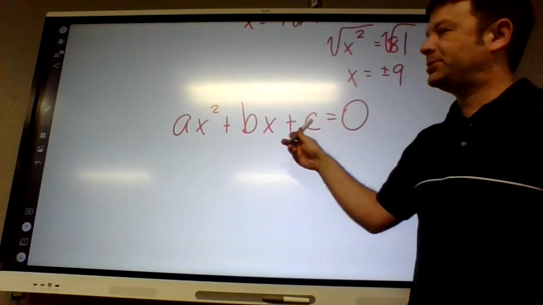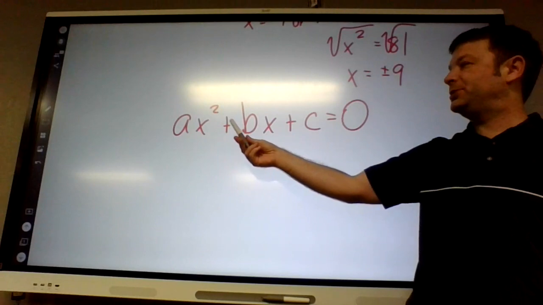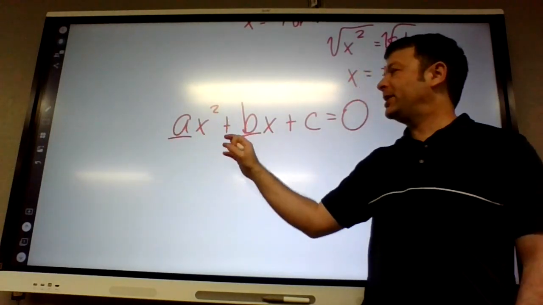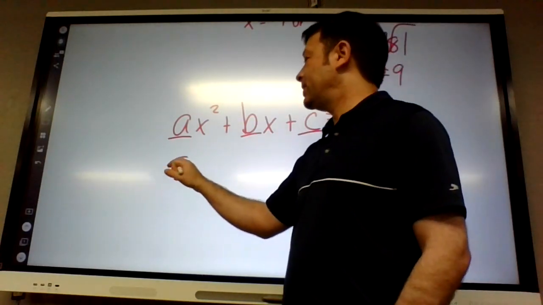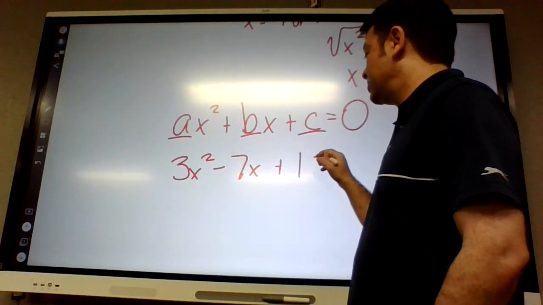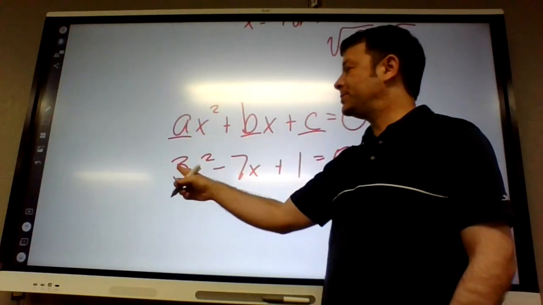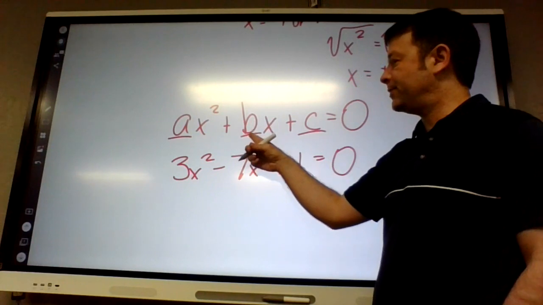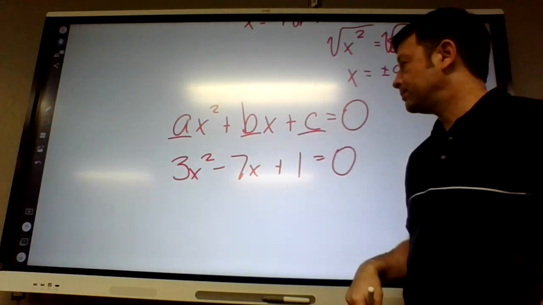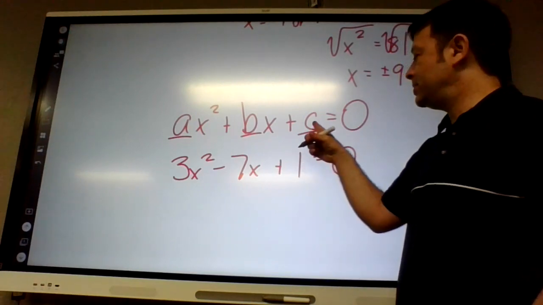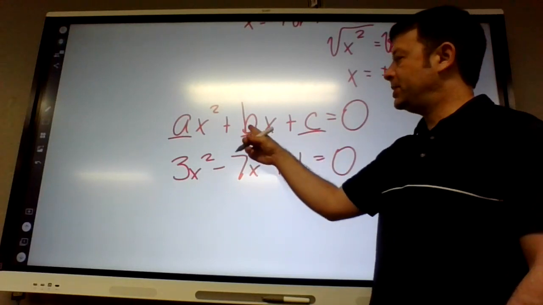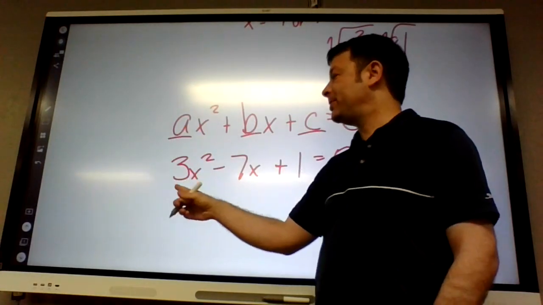Okay, so if I write a quadratic equation in the general form here, ax squared plus bx plus c, a, b, and c would be the coefficients. So like if it was 3x squared minus 7x plus 1, the coefficient for the first term is 3, the coefficient for the second term is -7, and c is replaced by the constant 1. B is replaced by -7, A is replaced by 3.